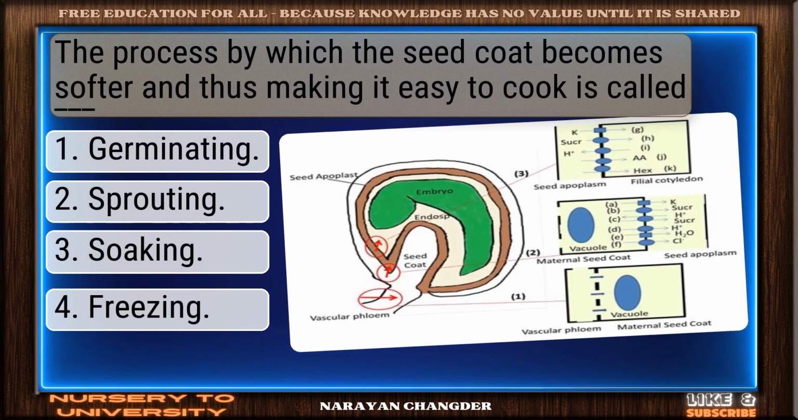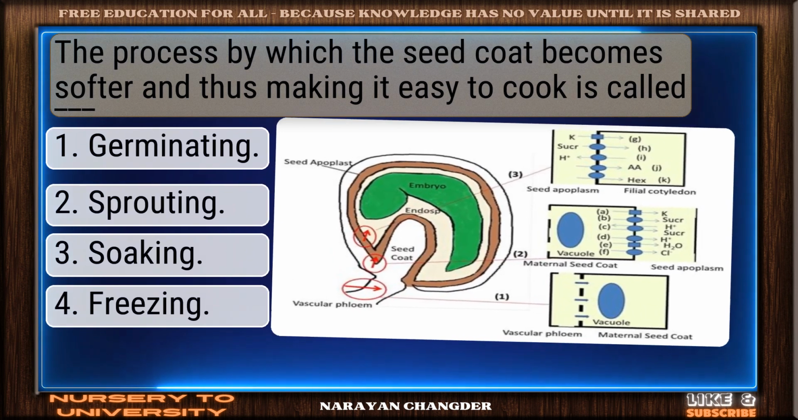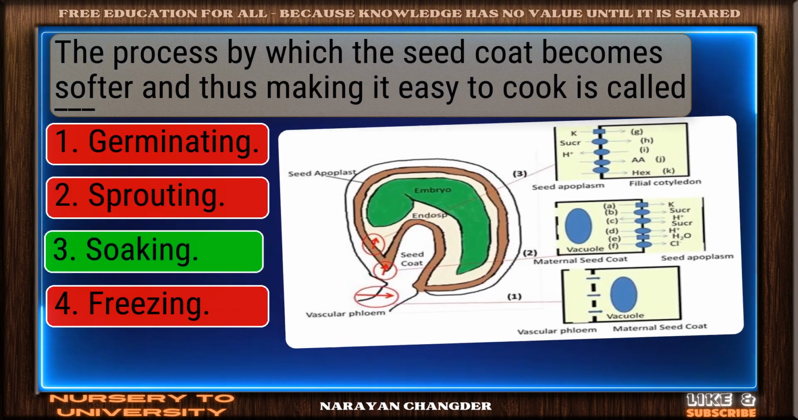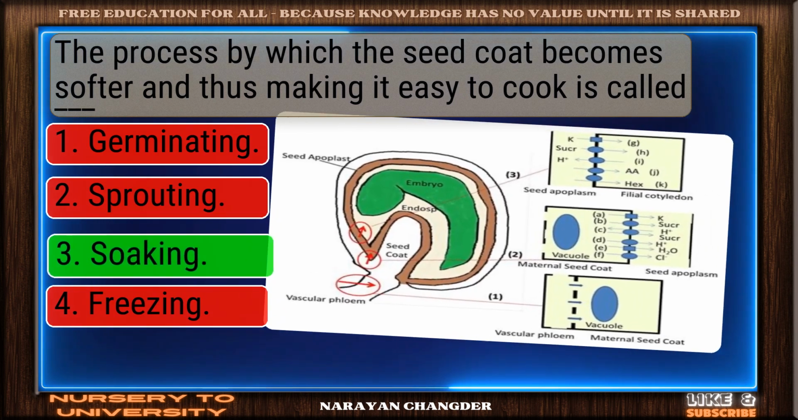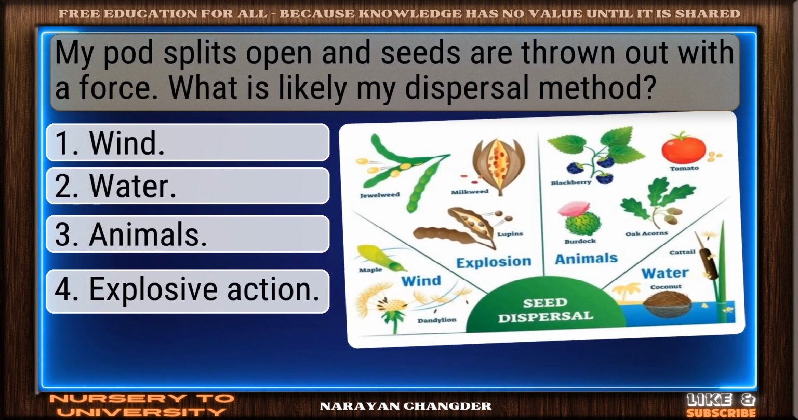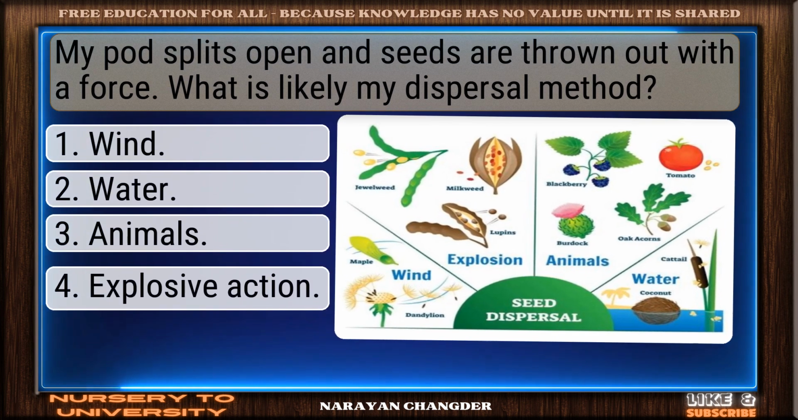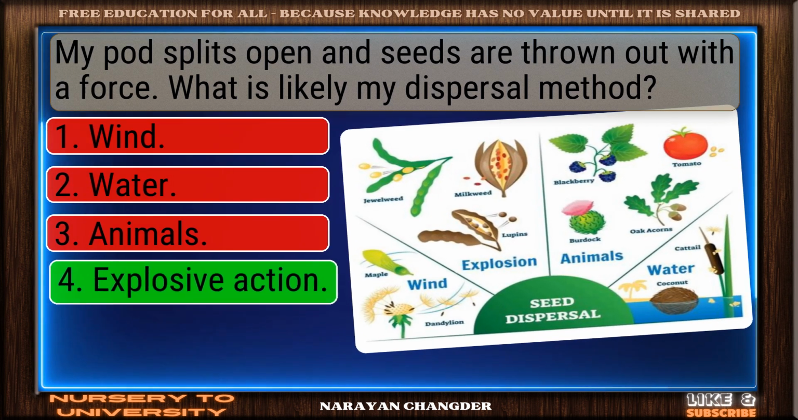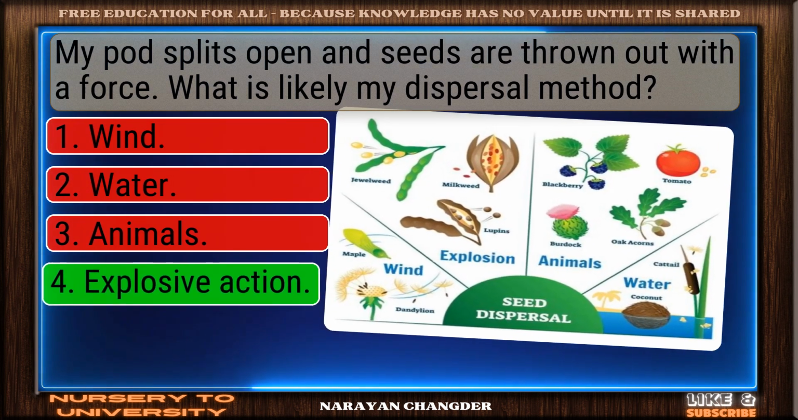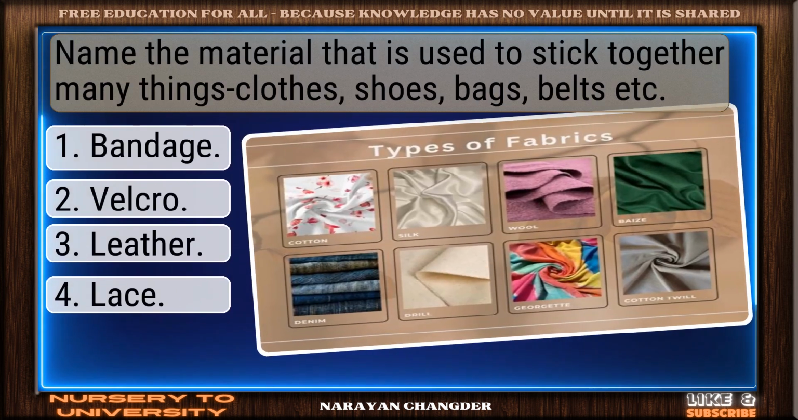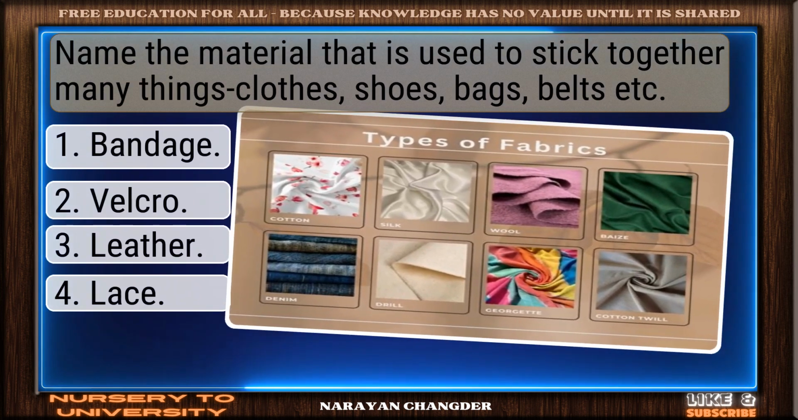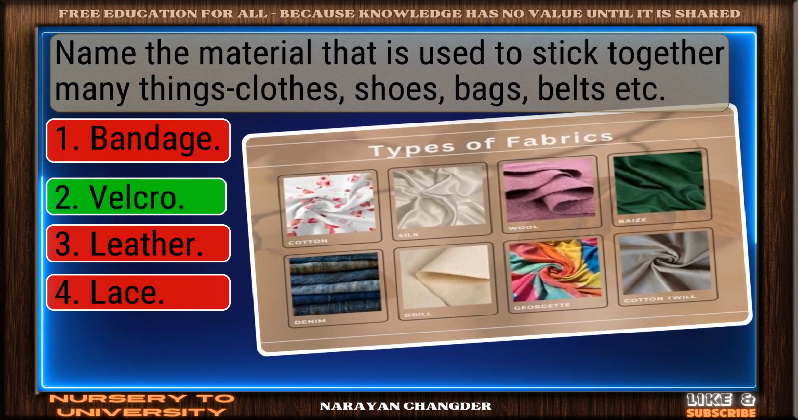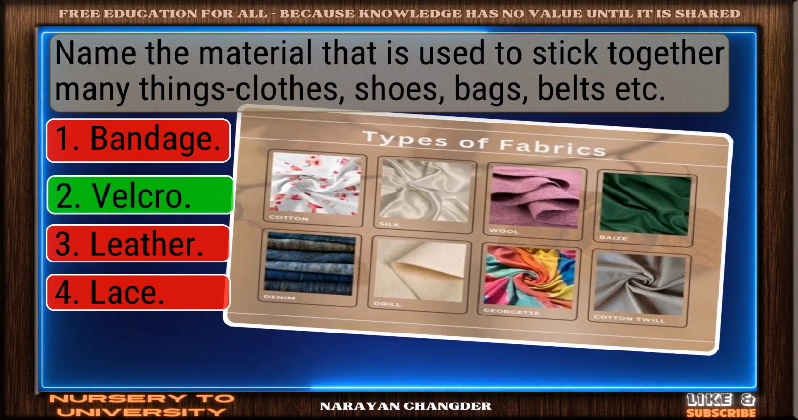The process by which the seed coat becomes softer and thus making it easy to cook is called dash. Correct response. Soaking is the most accurate answer. My pod splits open and seeds are thrown out with a force. What is likely my dispersal method? Nice selection. Explosive action is the correct and valid answer. Name the material that is used to stick together many things: clothes, shoes, bags, belts, etc. Sharp thinking. Velcro is the right choice.